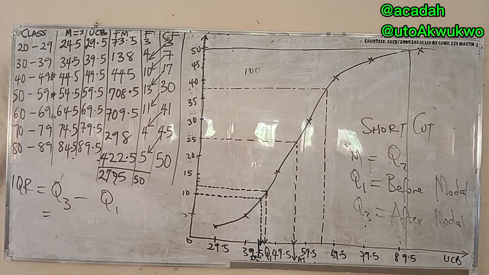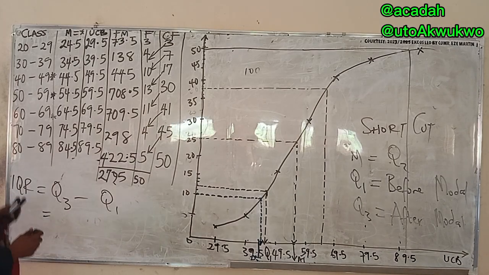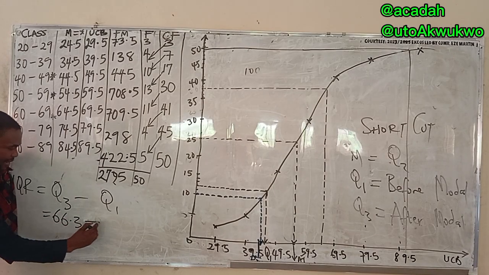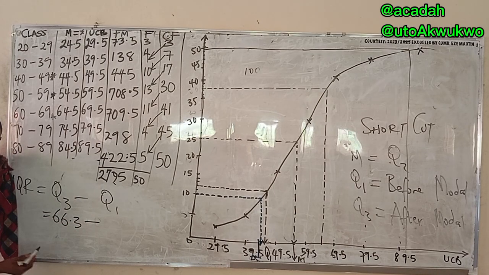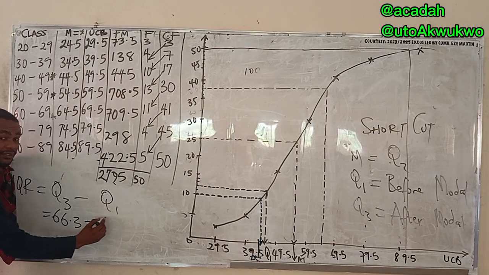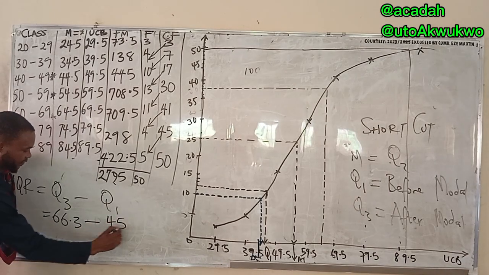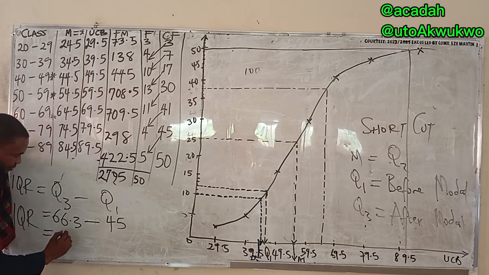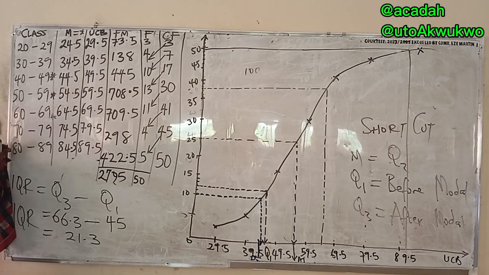Q3, the third quartile, minus Q1. You don't have a calculator. 40, 45. Oh yeah. So punch for me. IQR will then be equal to 21.3. That is my interquartile range.